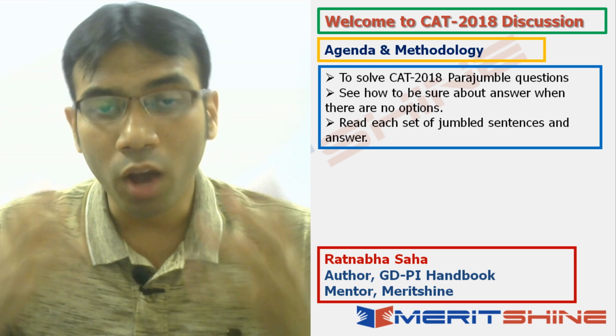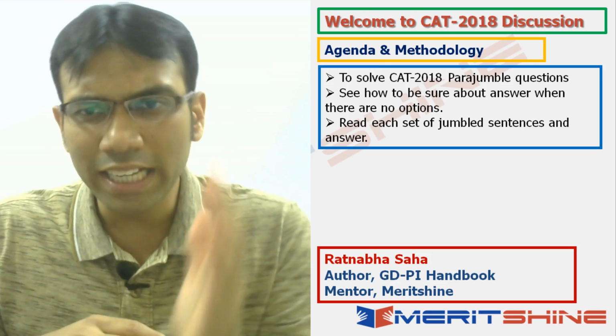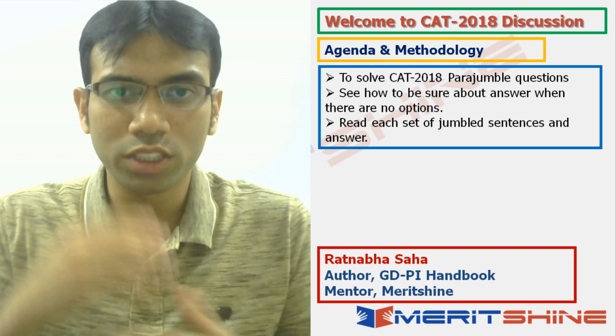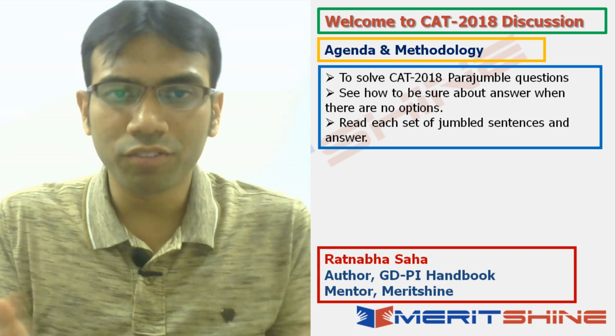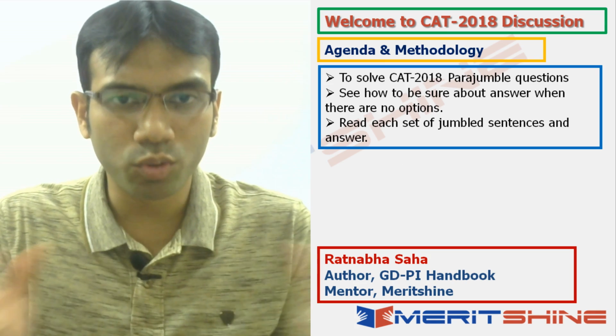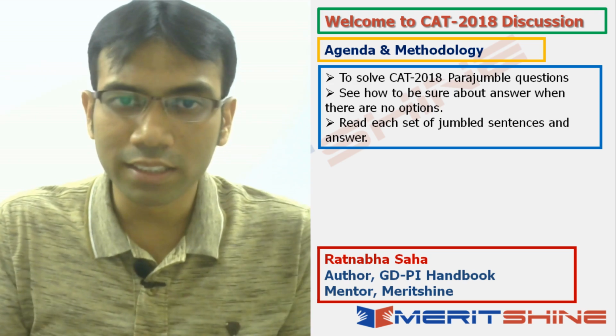And how would we do it? What would be the methodology? The methodology would be simple. We will read each set of jumbled sentences and answer. So, there will be a set of 4 sentences of a paragraph which have been jumbled, and we will have to find out the right order of it, right. So, sentence rearrangement or parajumble, that is what we call these questions, paragraph jumbled or sentence rearrangement.